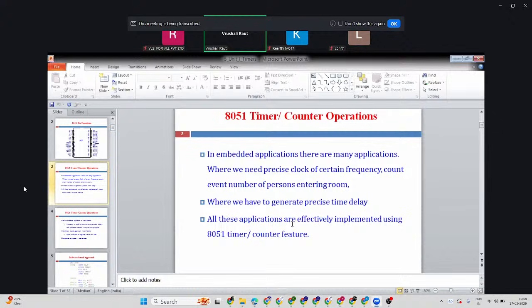Did you get the difference between timer and counter? That is the difference. Okay. So where we have to generate a precise delay, the timer is used, and wherever we have to measure the number of events, in that case the counter is used.